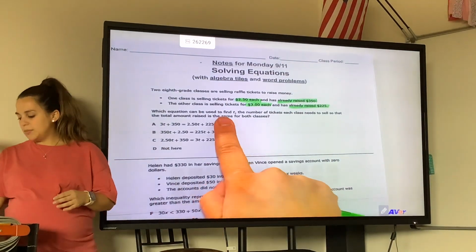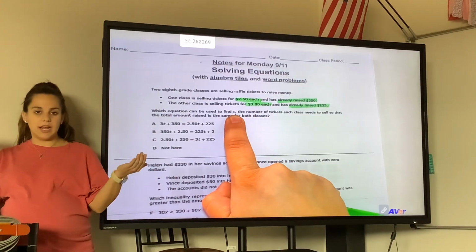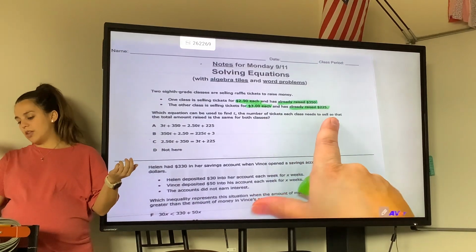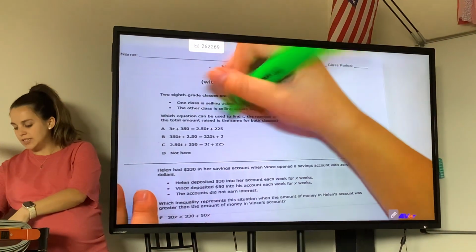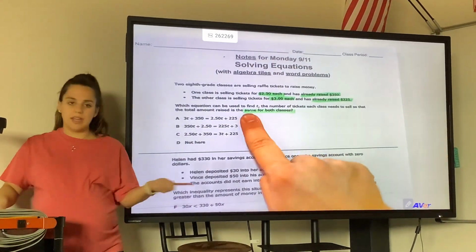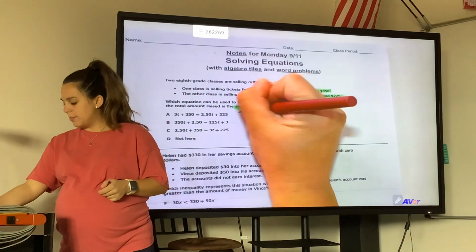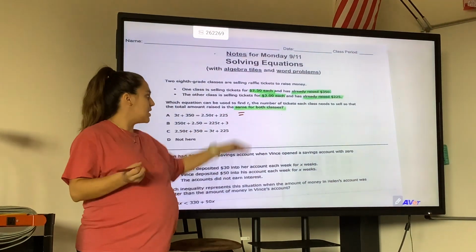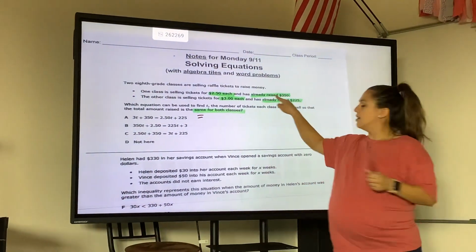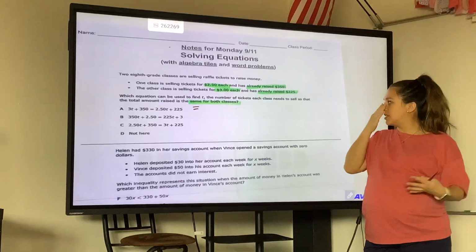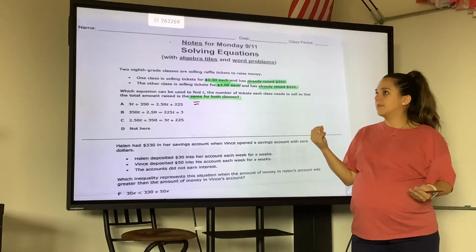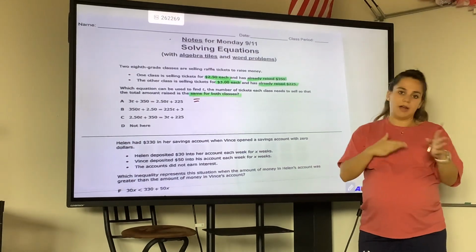It says which equation can be used to find t. They use t for the variable, which is the number of tickets each class has to sell, so that the total amount raised is the same for both classes. The word "same" in math always means equals, right? Same means equals. Of course, you raise money, which means it goes up, so this is probably adding some money. You have to already see those words and think plus, minus, whatever.